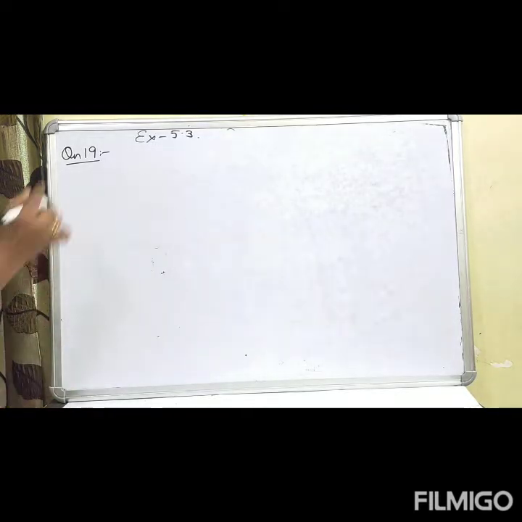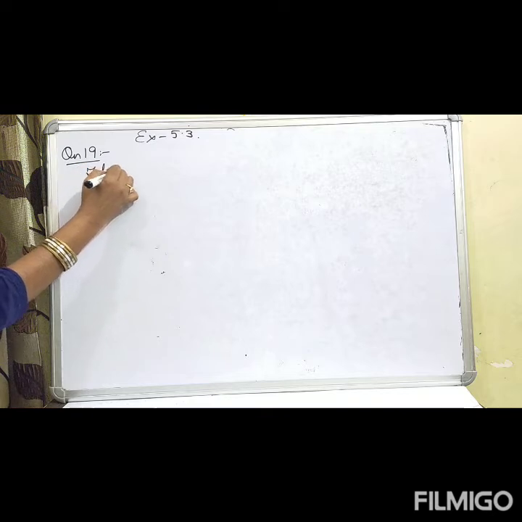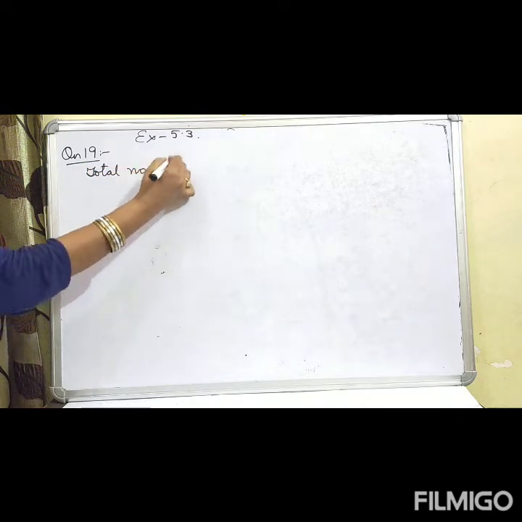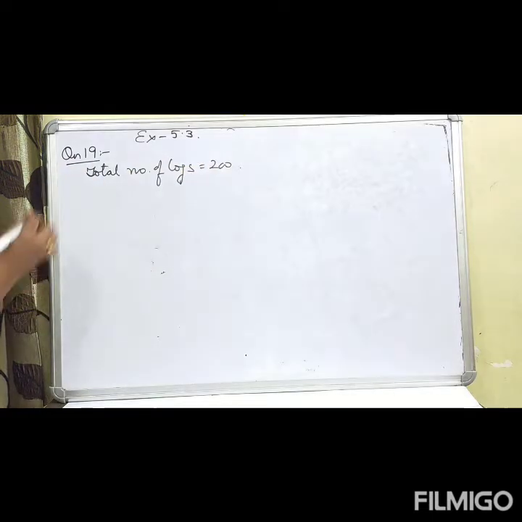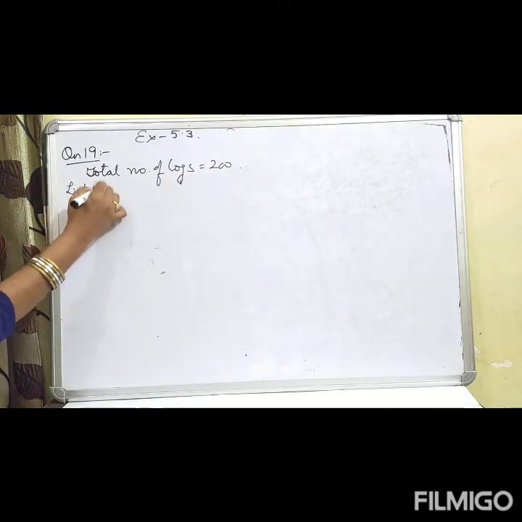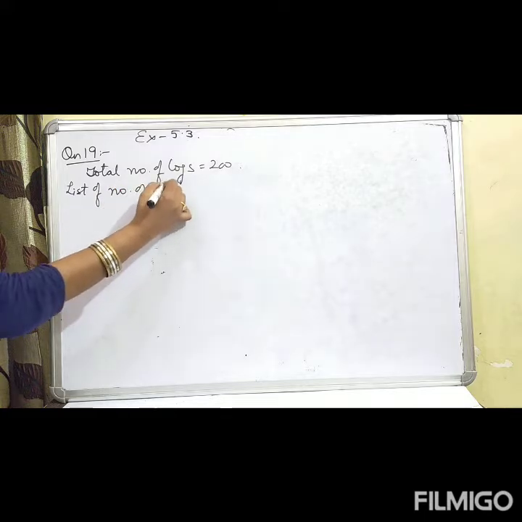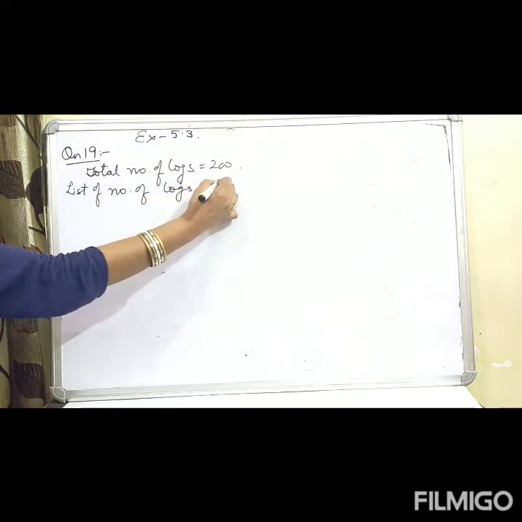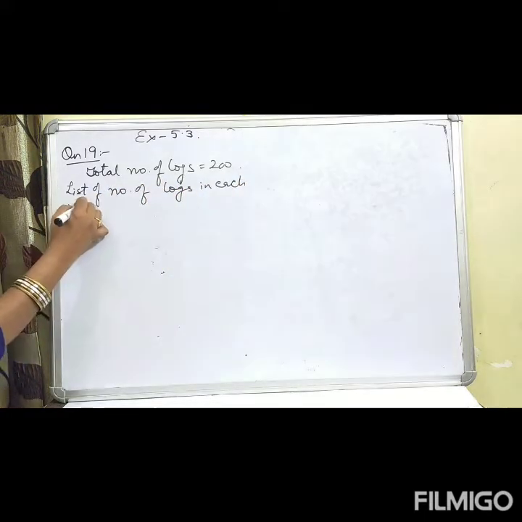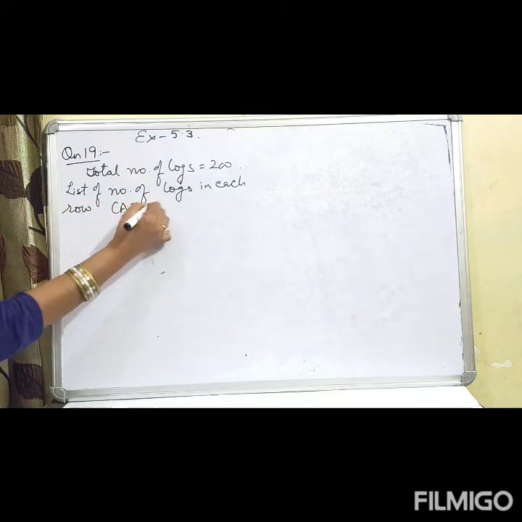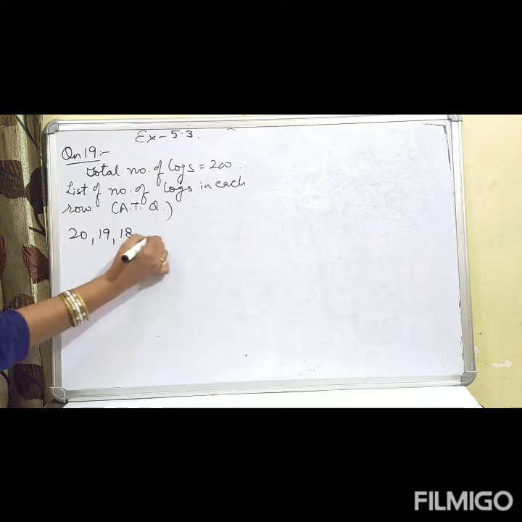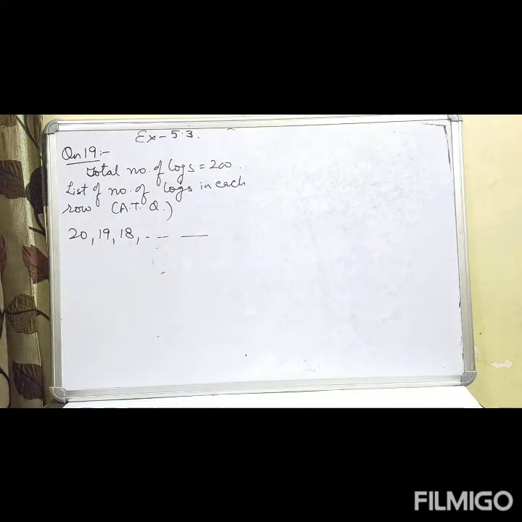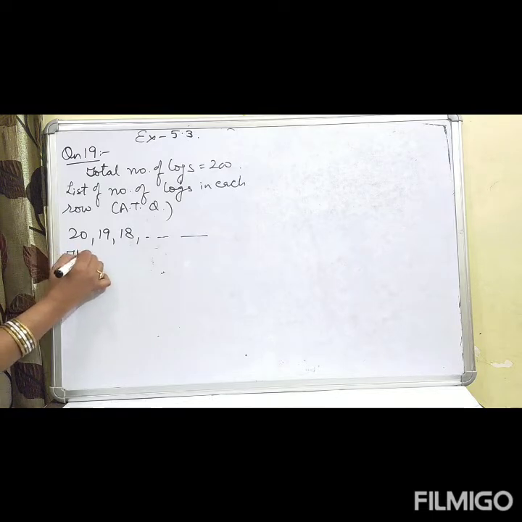Total number of logs according to the question are 200. And the number of logs in each row, according to the question, will be 20, then 19, then 18 and so on. But is this an AP or not? Tell me fast. Yes, it is. Yes, it is an AP.